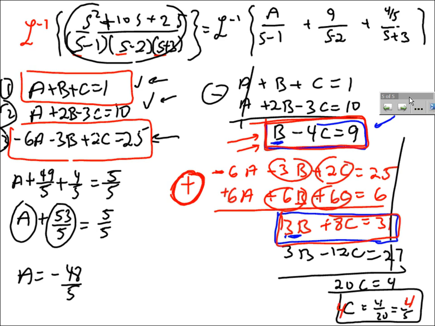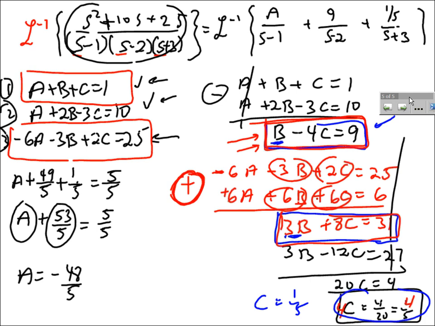Yeah. But of course we do have one typo. That's what happens when you write over things. C is not 4/5. C is 1/5. Actually, let's even change that up here. C is 1/5. So all that happens is that this is 1.